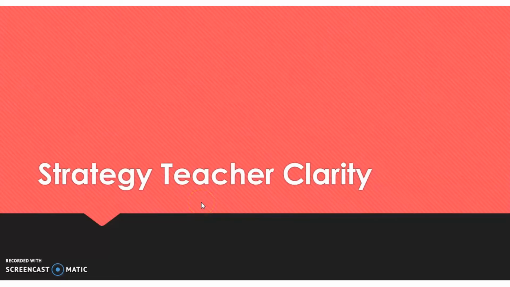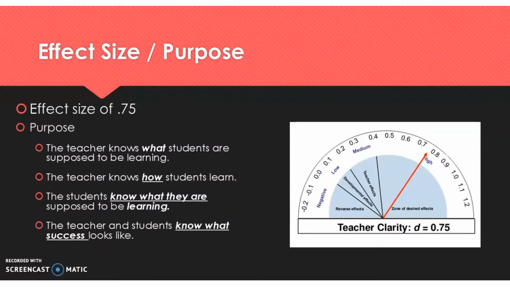The next strategy we are going to be talking about is teacher clarity. John Hattie gave teacher clarity the effect size of 0.75. As you look over to the chart, you can see that teacher clarity has a high effect size and is under the zone of desired effects.